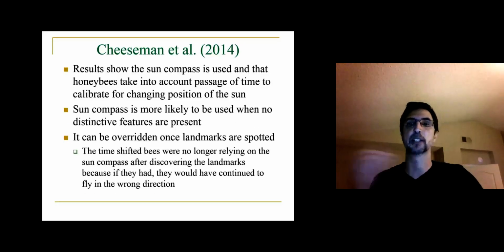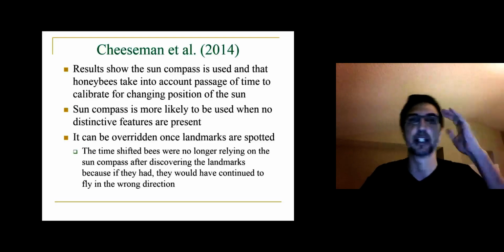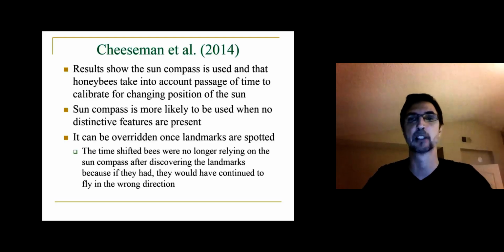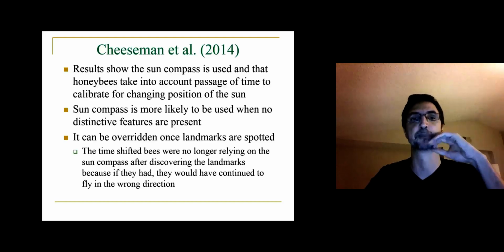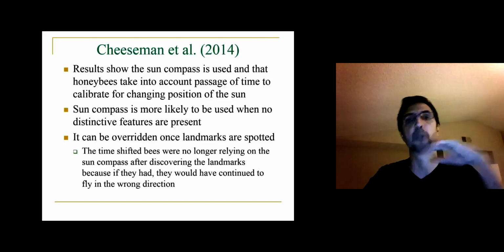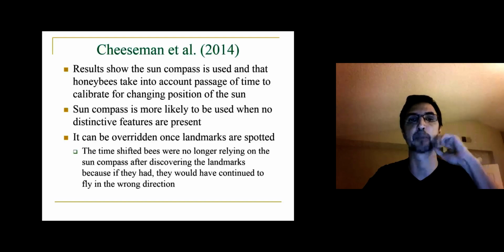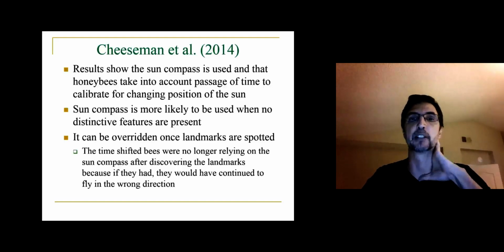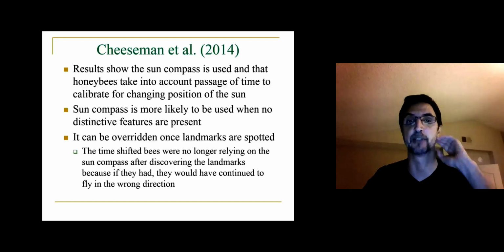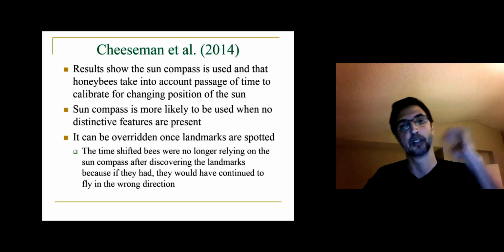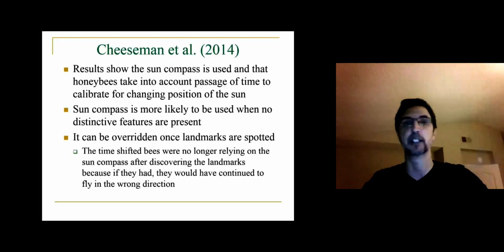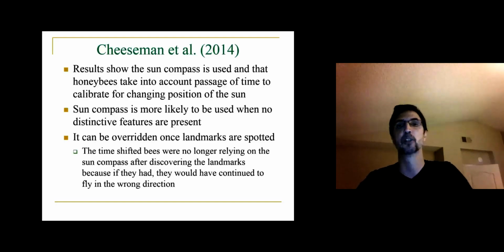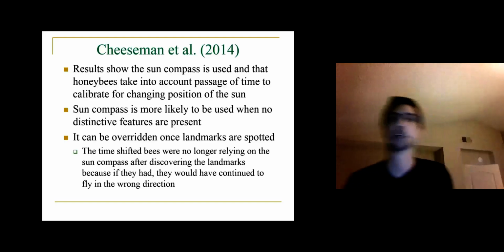Alright, so what the results show is that the sun compass is used and that honeybees take into account how much time has passed to calibrate for the changing position of the sun. And importantly, as I said in the beginning, the sun compass is more likely to be used when there aren't any cues, any landmarks or distinctive features present that can be used to navigate. Once landmarks are spotted, they seem to overwrite their sun compass, especially if it's providing them with inaccurate information. So the time-shifted bees didn't continue making errors and getting even more lost once they discovered a landmark, right? They knew exactly which way to go.